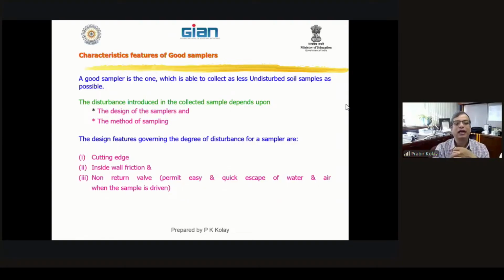Now, obviously, if you want to collect an undisturbed sample, the thickness of the sampler should be very thin. And there should be a cutting edge. The design features governing the degree of disturbance are the cutting edge and the inside wall friction, which are also important. And the non-return valve we also need to check.